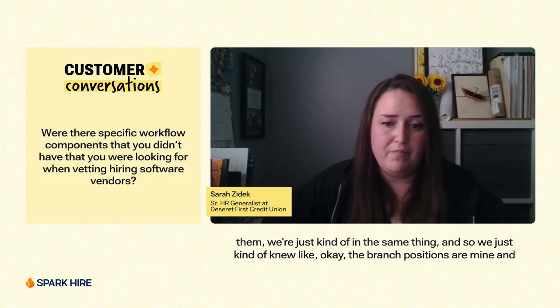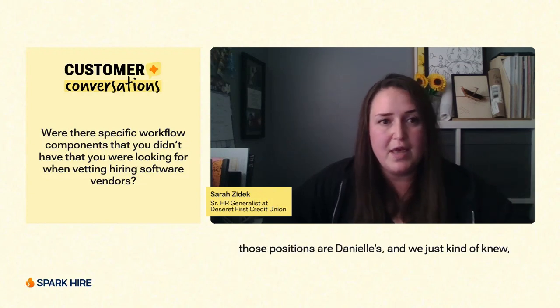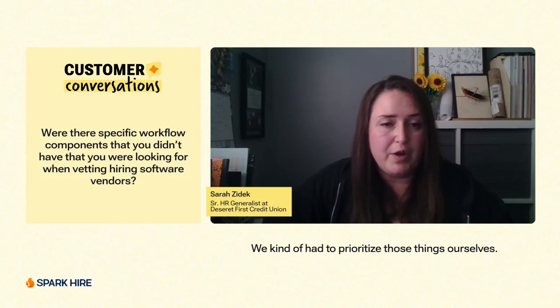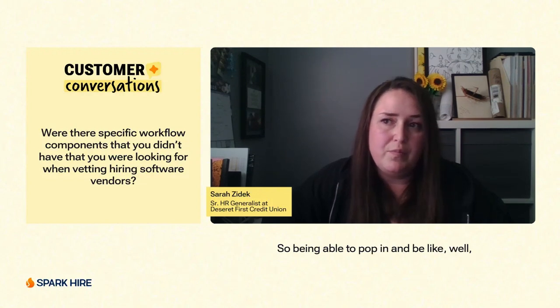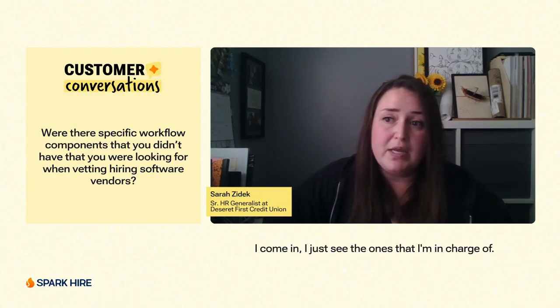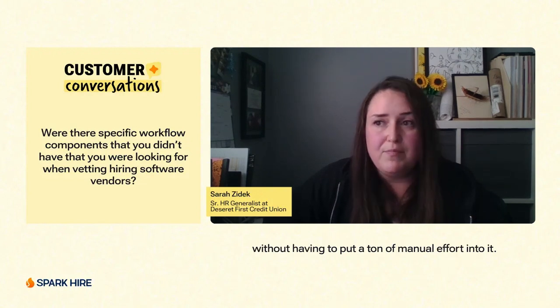And the tasks, I think, are a big game changer for Danielle and me, because before, we had all of them in the same thing. We just kind of knew the branch positions are mine and those positions are Danielle's. But it was harder to go through and determine the needs of each one. We had to prioritize those things ourselves. Now I can pop in and only see mine, unless I want to see the other ones or need to help out on them. I see my tasks that need to happen right away, and I can get through them really quickly without having to put a ton of manual effort into it.